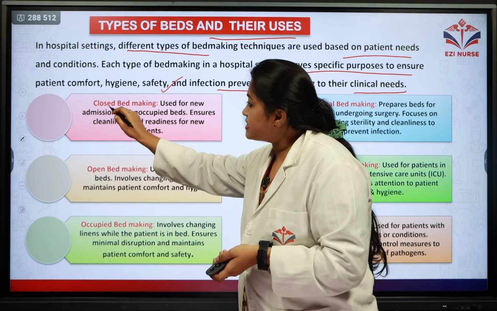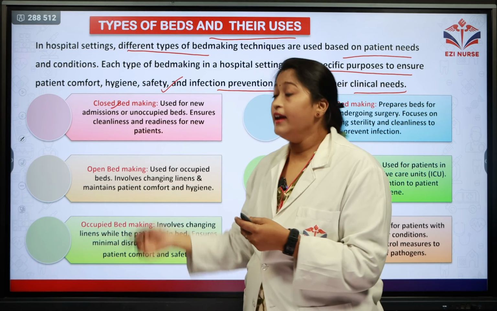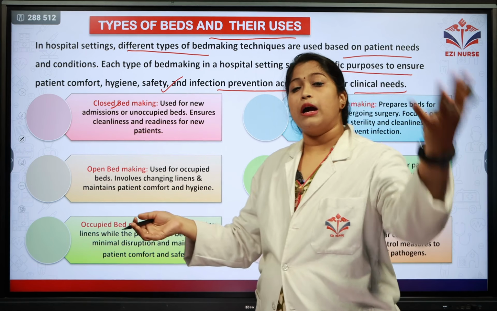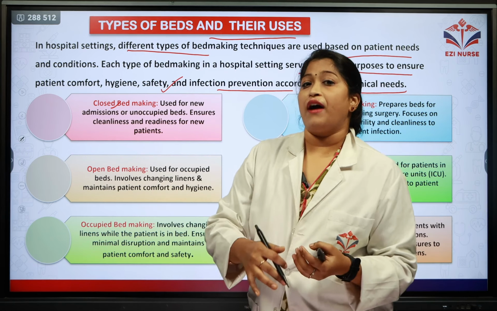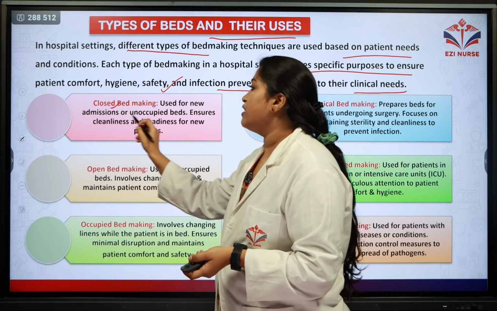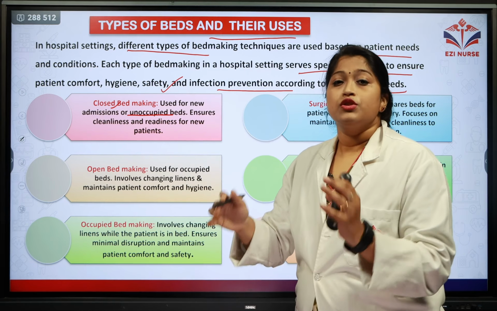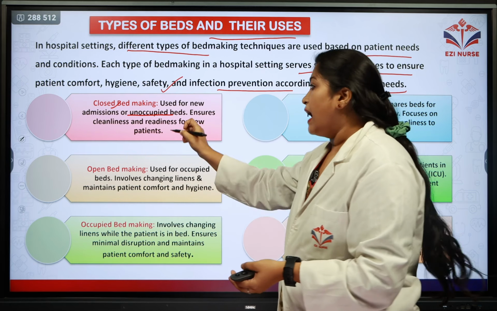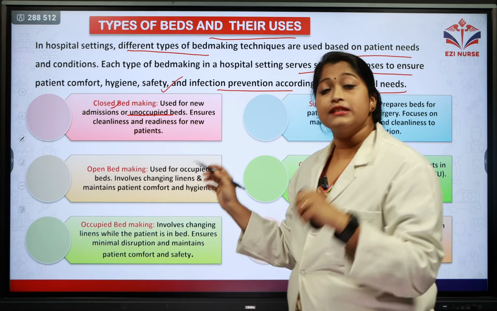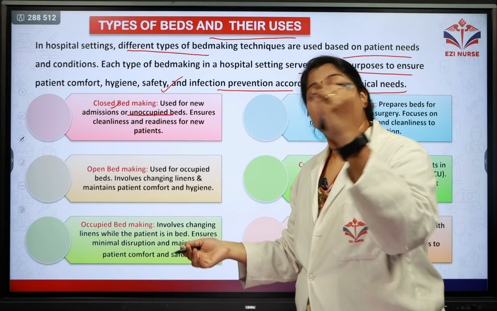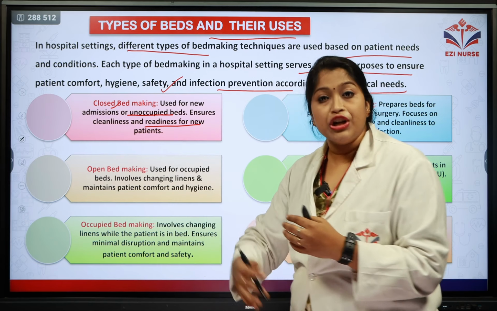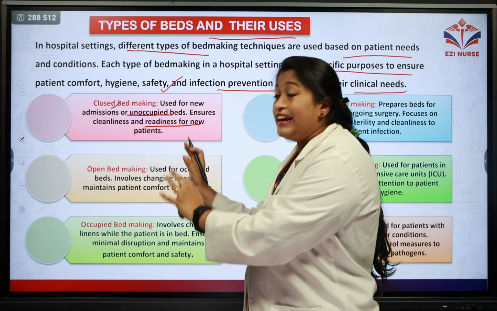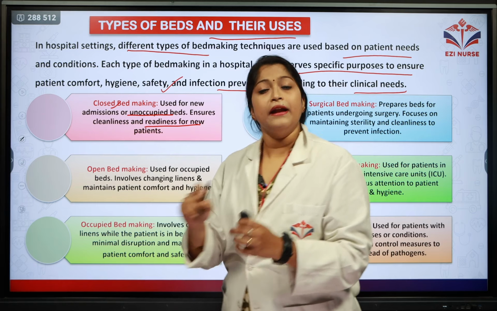First, let's see the first type of bed, that is closed bed making. It is used for new admissions. If the patient is coming for the first time for admission, for those kinds of unoccupied beds, where patients have not come previously, we prepare this bed. That is called closed bed making. What is the use of it? Cleanliness and readiness for the new patient. That is the most important idea of closed bed making.